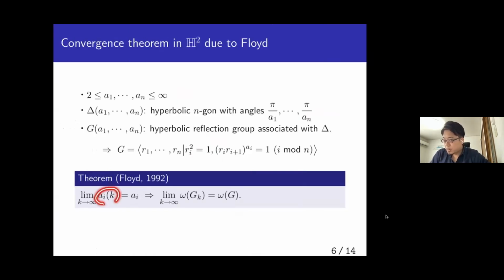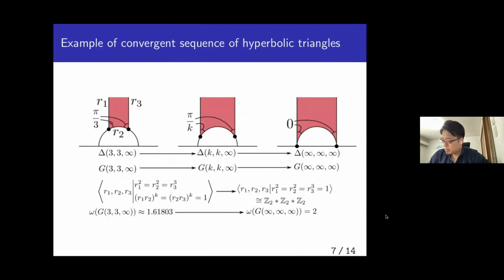Then Floyd showed that if the interior angles converge to some numbers, then the growth rate also converges. So it means that if K tends to infinity, the interior angles become smaller and smaller, and finally we get the ideal hyperbolic triangle in H2. This corresponds to (infinity, infinity, infinity). Then the growth rate omega of G(K, K, infinity) converges to the growth rate of the limiting Coxeter group, omega of G(infinity, infinity, infinity). This result is due to Floyd.